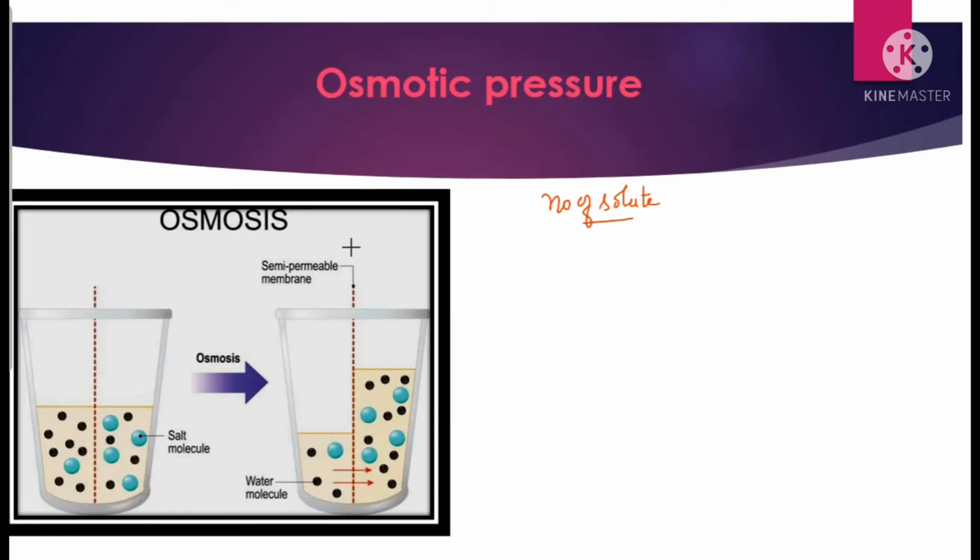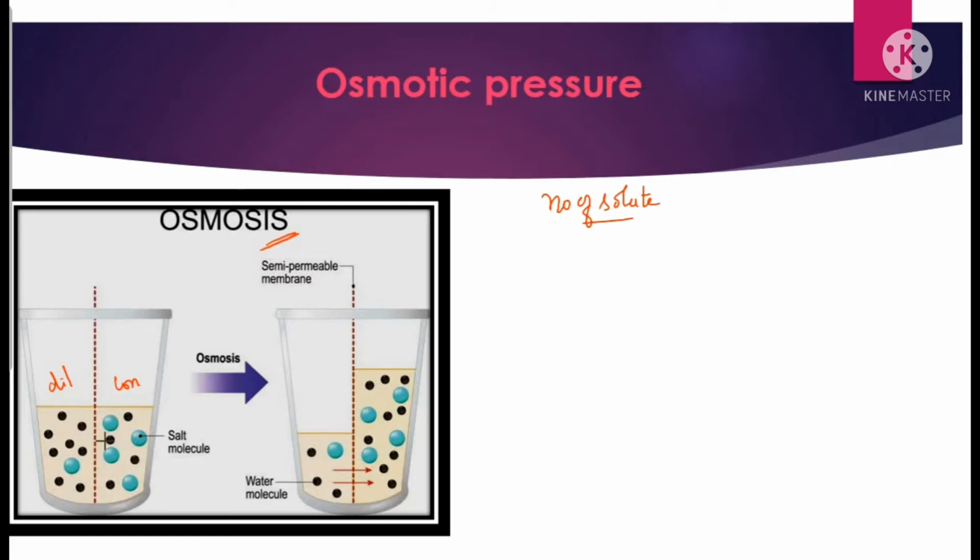If you want to understand osmotic pressure, you should know what is osmosis. So let us consider this picture. Let us consider two solutions. One is a dilute solution, another one is a concentrated solution. This is a concentrated solution, and this is a dilute solution. Now we are separating these two solutions by means of a semi-permeable membrane. This membrane will allow only one particular component through it.